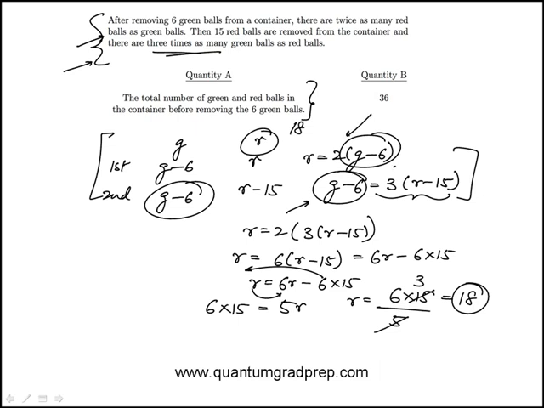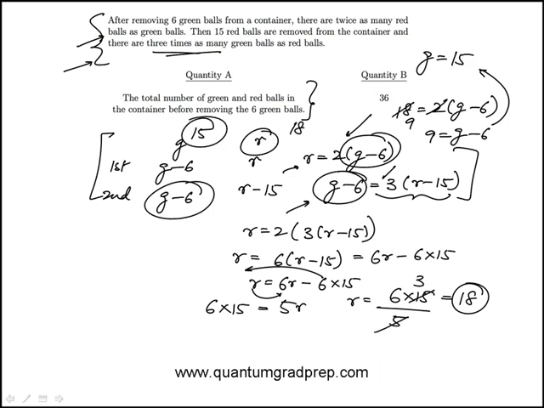So we know what R is, and we just have to find G. We can use either equation. This one is easier. R is 18 is 2 times G minus 6. Divide both sides by 2, so I get 9 is G minus 6. Add 6 to both sides, we get G is 15. So that's 15. The quantity A is the total number of green and red balls in the container before removing the 6 green balls. So we're really just looking for the sum of 15 and 18, which is 33.